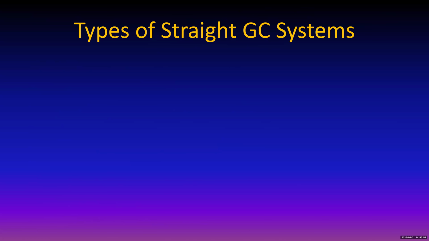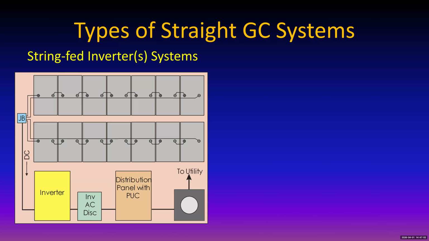So what are the types of straight grid connect systems? That's what we're talking about today. Let's take a look at the time here, make sure we're doing all right. 247, maybe I'll step on it a little bit. This is a string-fed inverter system. What do you see here? You see a bunch of modules. The top group of 7 are connected in series, and the next group of 7 are connected in series, and then those 2 series strings are connected in parallel.